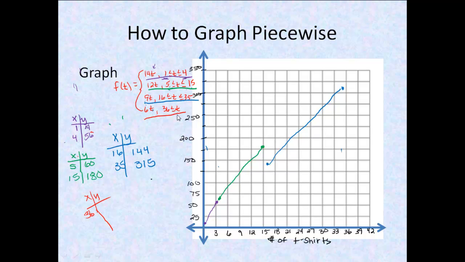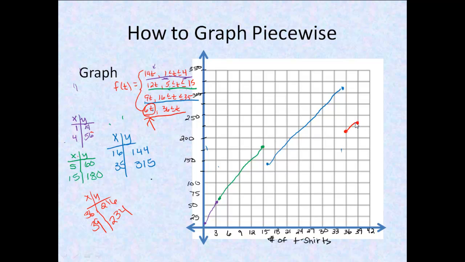Now this one, I've only got one endpoint, so I need to pick another value that is bigger than 36. So I'm going to go ahead and just pick 39, since that's actually on my graph. When I plug 36 back in, and remember I'm plugging it only in to the 6T portion, I get 216. And when I plug 39 back in, and I'm only plugging it into the 6T, I get 234. So I can go over here and graph both of those. So at 36, I'm at 216. And then at 39, I'm at 234.